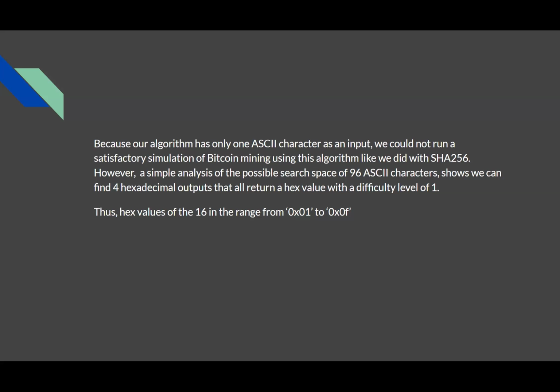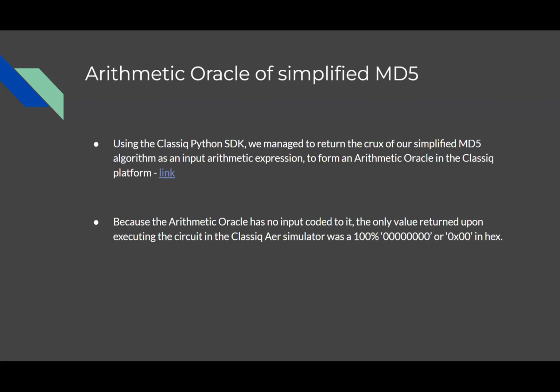Okay, let's proceed. When we move away from the classical way of doing the MD5, we now have to encode the simplified MD5 using the Classiq Python SDK, and the first step is to build the arithmetic oracle. Because it doesn't have any inputs, it's like an oracle which is just built into the system. You've not yet defined the inputs for the oracle. It's going to return 100% zeros, which is like difficulty 2, because you have 0x00, the double 0.